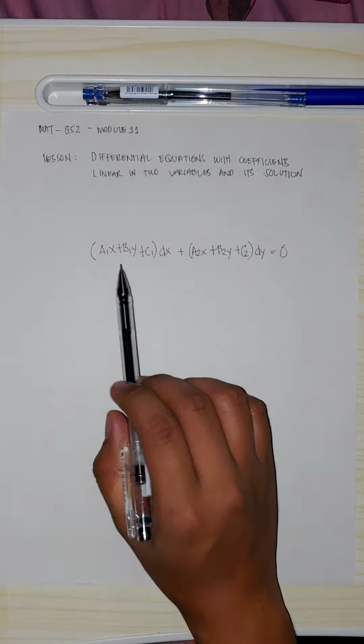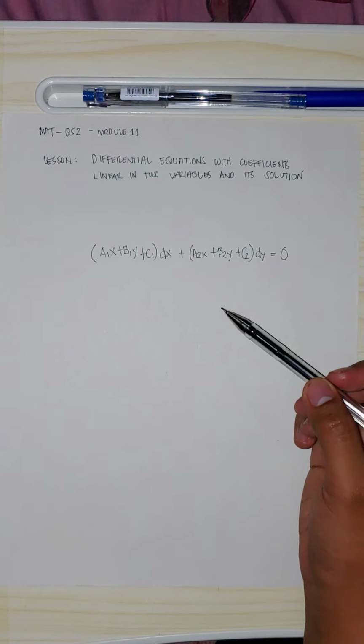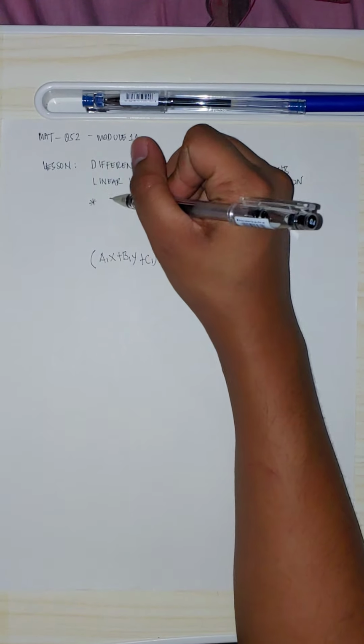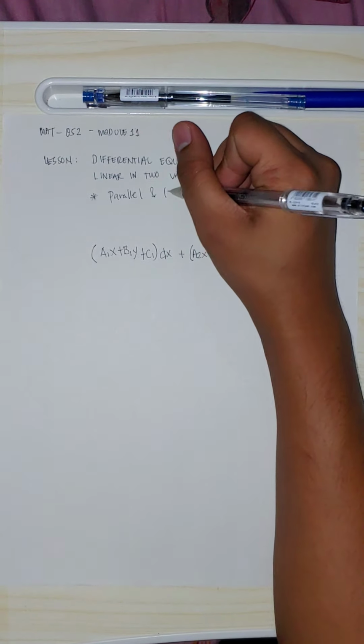We're finally on our last topic regarding the classification of a differential equation. Now on our module 11, let's talk about differential equations with coefficients linear in two variables, and their solution. In this type of differential equation, we have two linear equations with two variables, the x and the y variable. So what is the focus of this discussion? Our focus in this topic is about parallel and intersecting lines.